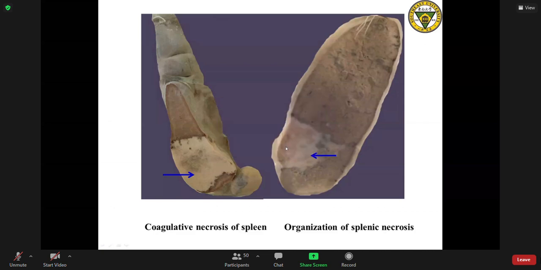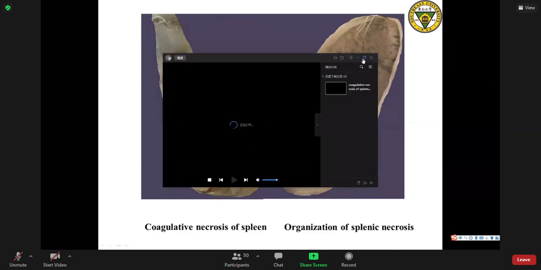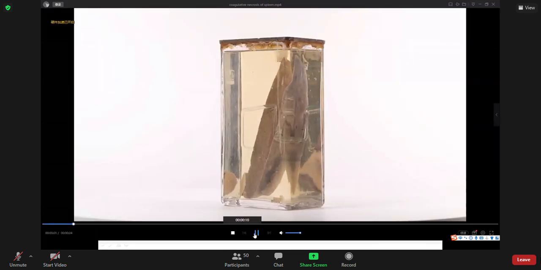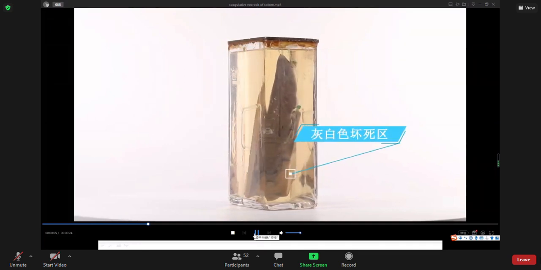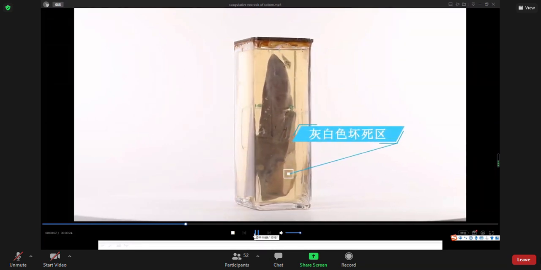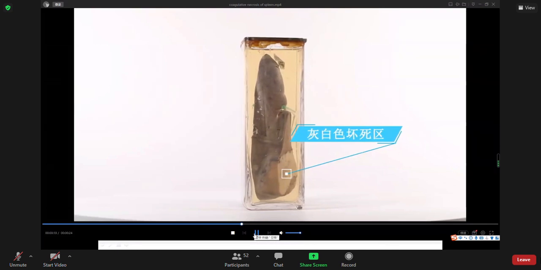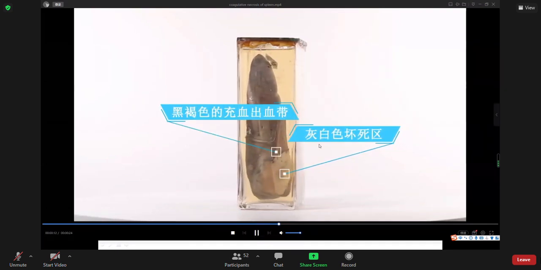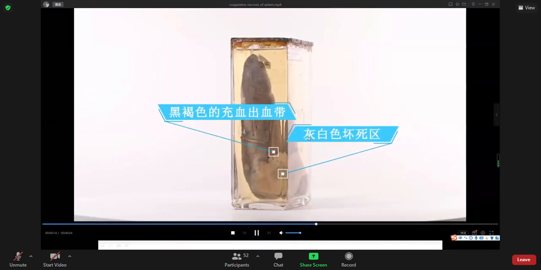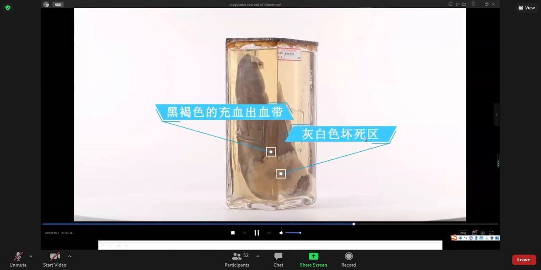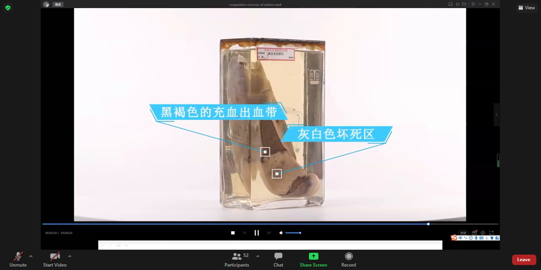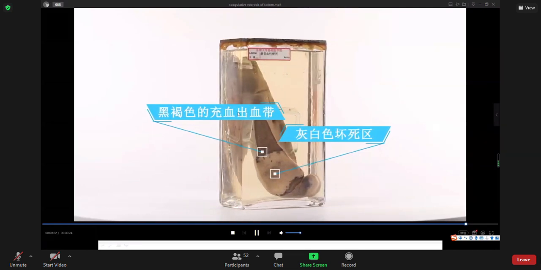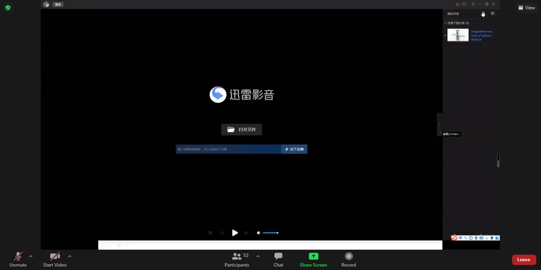Here we can connect to a video. It's a very large spleen. You see the Chinese characters, they mean the pale necrosis area. This is the hyperemia and hemorrhage zone. It's a black or black-red area.